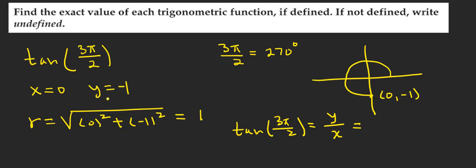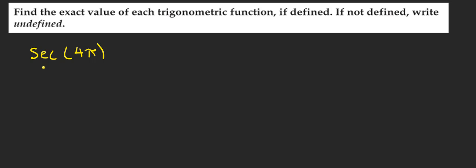So tangent of 3 pi over 2 is going to be y over x. In this case, it's going to be negative 1 over 0. And you know that negative 1 over 0 is undefined since the denominator is 0. So tangent of 3 pi over 2 is undefined. It doesn't exist.